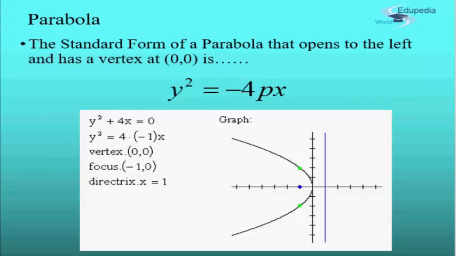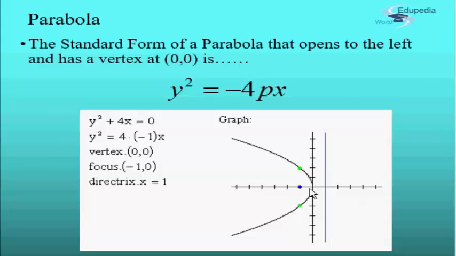Now if you look at this graph, let's decipher it. This is the directrix that we have drawn over here. We know that this is 1, right? The vertex is 0 comma 0. So we know that this distance is 1. So the distance of the vertex to the directrix is 1. That way we know that the directrix is x equals 1.